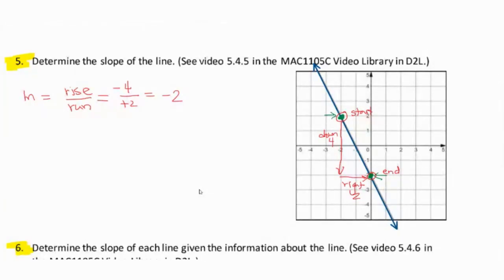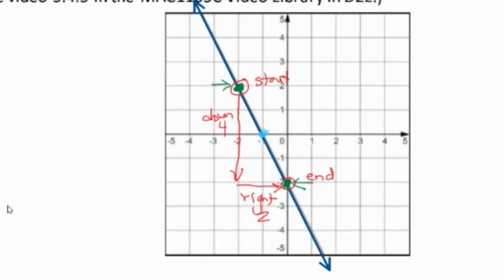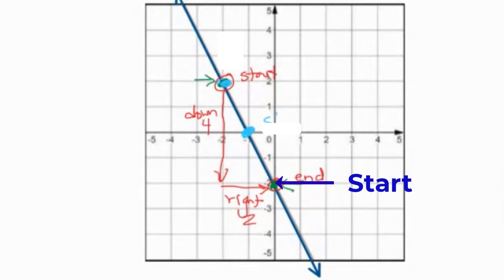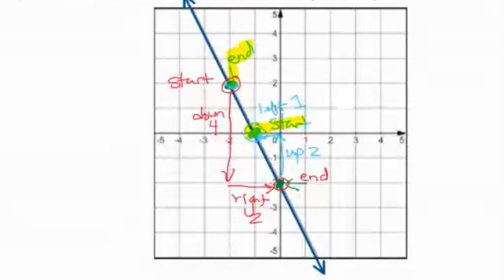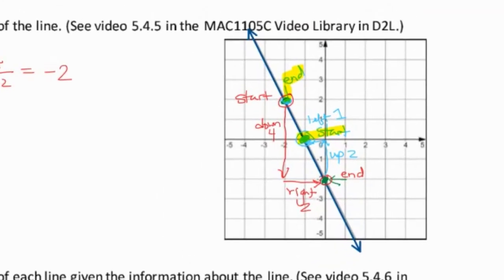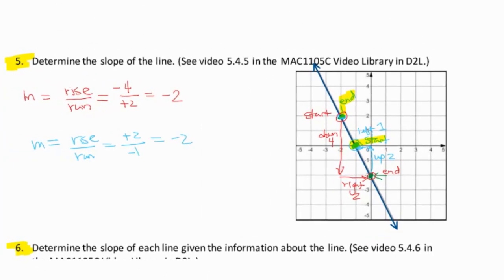On the other hand, another person may have looked at this and picked different points entirely, maybe this point, and maybe they decide to start down here and end up here. Okay, so what would the rise over run look like in that case? So I'm doing it in blue now. Up 2 is your rise, and to the left 1. So the slope could also be thought of, rise over run, as +2 over -1, which is also -2.